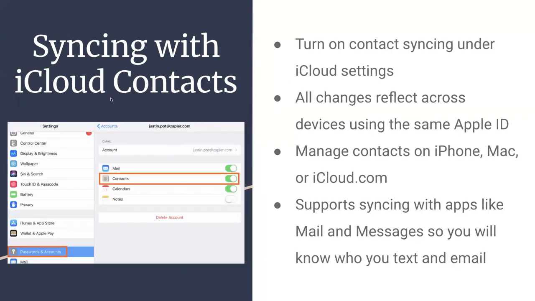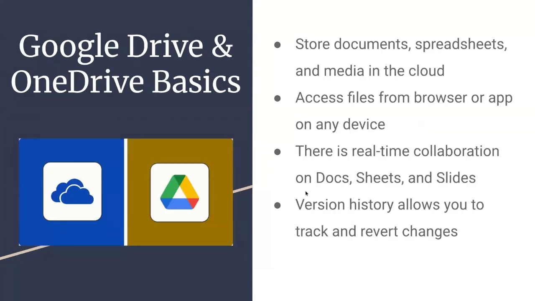And then here's how to sync with iCloud contacts. It's pretty similar. You turn on contact syncing in iCloud settings, and all changes reflect across devices using the same Apple ID, which is the Apple account we were talking about earlier. You can manage contacts on iPhone, Mac, or iCloud.com. It supports syncing with apps like Mail and Messages, so you will know who you text and email. It also saves emails as well as the phone number, which is useful.